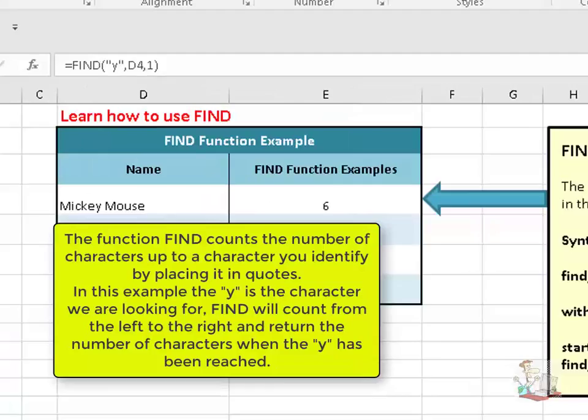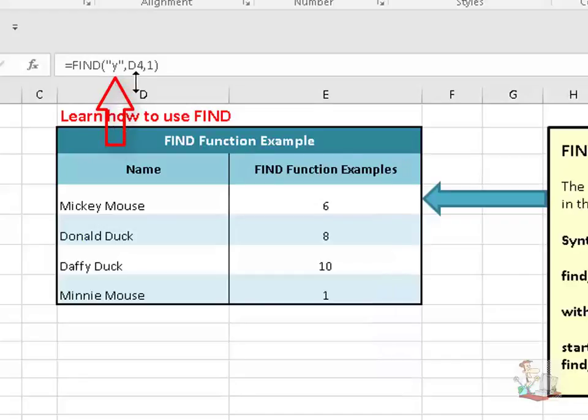Now, let's look at another one. So here we're looking at find. And notice the find is specifying a character. I need to look for something, a character. I need to look for that character in D4. And in D4, the first occurrence of the character I'm looking for, tell me how many characters that is to the Y. And counting all the letters up to the Y, including the Y, how many characters? And that's a total of 6. So that gives us a number.